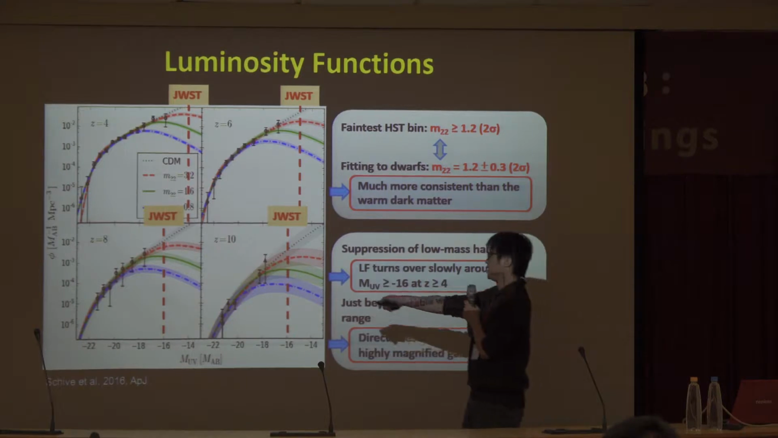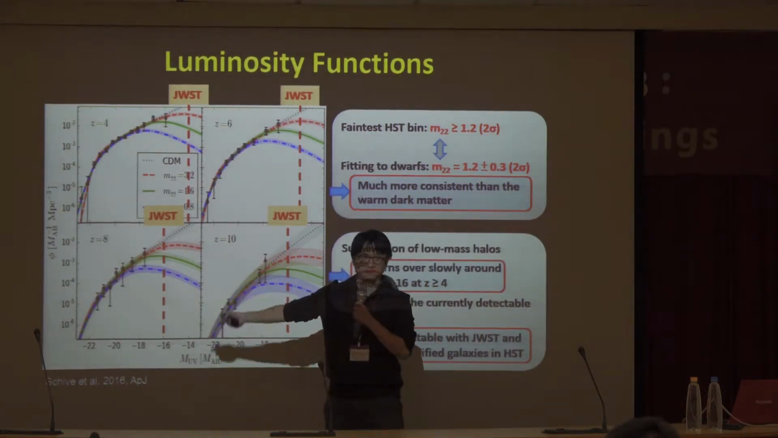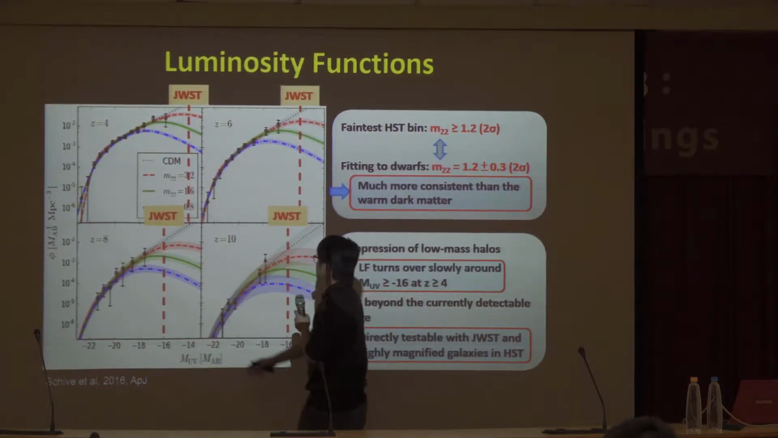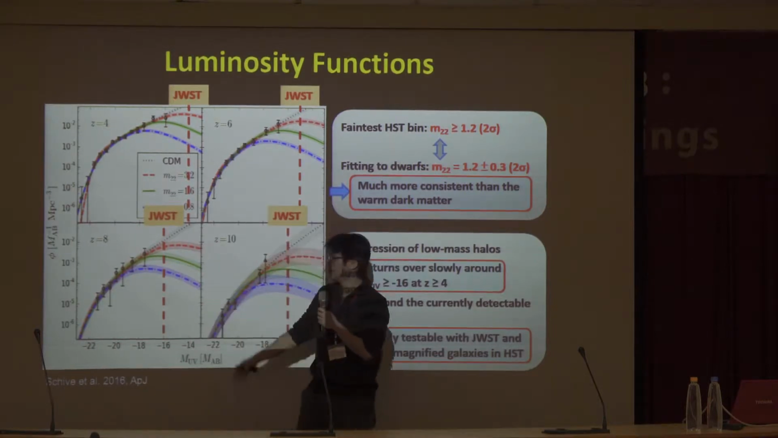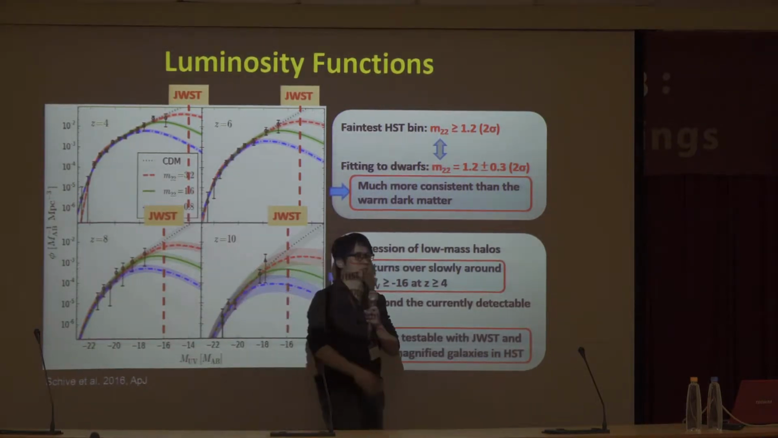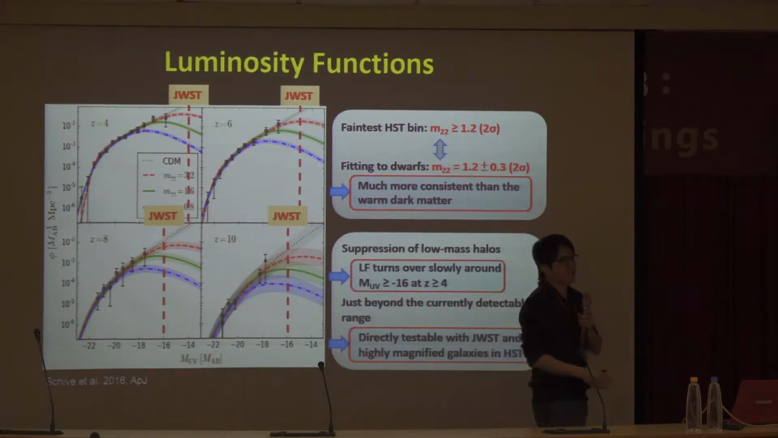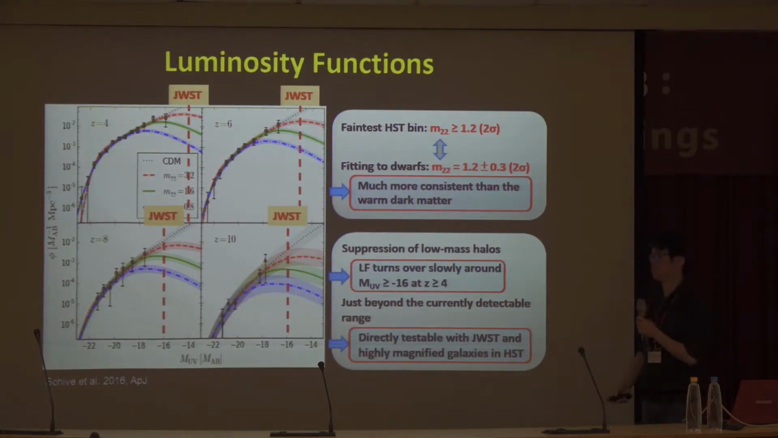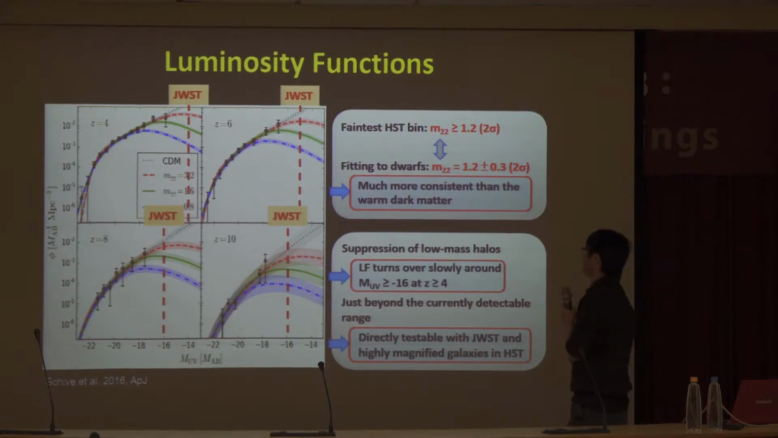The predictions at the faint end are very different. The Psi model predicts that there should be a strong suppression. The CDM model predicts that the lower the mass, the more abundant the low-mass galaxies should be. So whether we can observe them or not, we will definitely distinguish these two models.